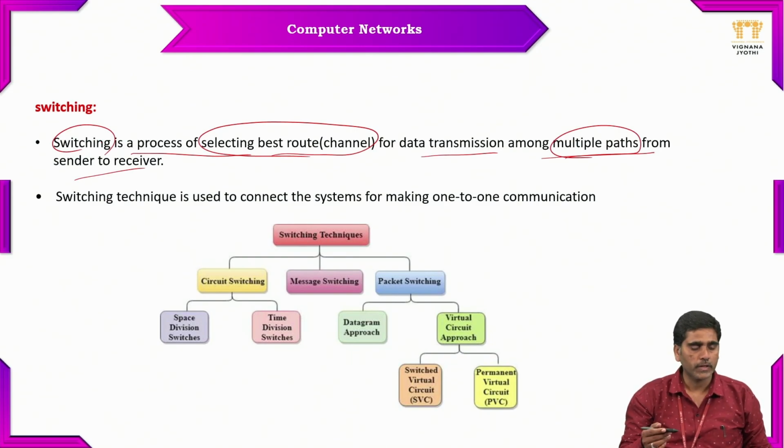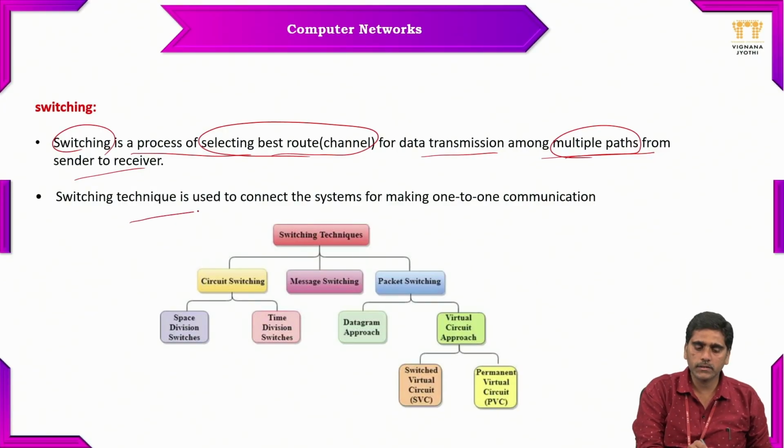When you want to travel from a source to a destination, for example from a college to your home, you can choose the best route. You can choose the best route via Rapido, or via the bus, or from your car, whatever it may be. Here, switching is nothing but selecting the best route for data transmission among multiple paths.